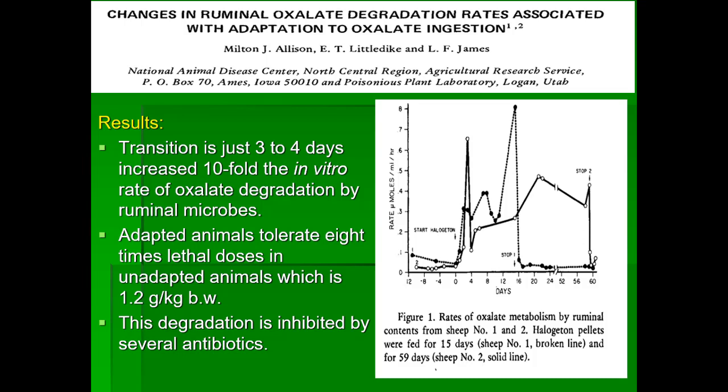Each line on the figure is a different sheep, and what it shows is that in just 3 to 4 days, there is a 10-fold increase in the in vitro rate of oxalate degradation by ruminal microbes. To give you an idea how much that is, adapted animals tolerate 8 times lethal doses than unadapted animals, which is about 1 gram per kilogram of body weight. What I found interesting in this paper is that certain antibiotics inhibited the degradation by microbes, and the other take-home message is that the protective mechanism drops suddenly when the ingestion of halogeton was stopped.